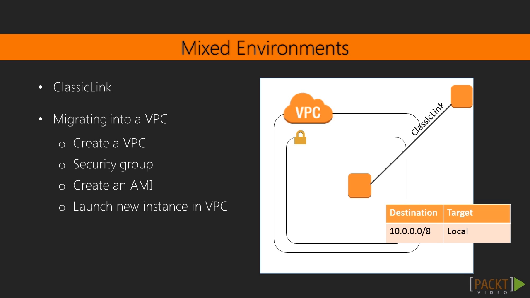The steps to do this are, first, create a VPC. Second, define a VPC security group for your instance. The security groups for classic instances cannot be used inside a VPC, so you will have to create a new one, but you could use the same rules. Third, create an AMI from the instance. The easiest way to do this is in the Management Console.